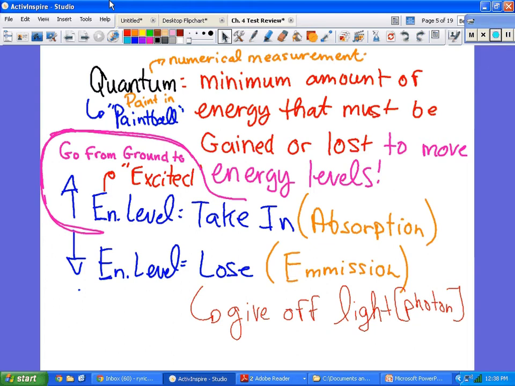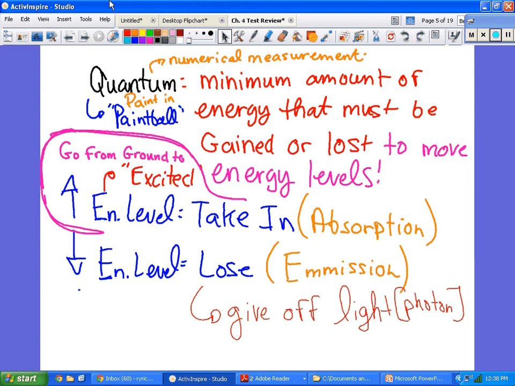Can you gain half a quantum? Can you lose half a tooth? No, it's all or nothing. You gain it or you lose it. You don't do half. You don't do quarters. Either you get it or you don't get it.